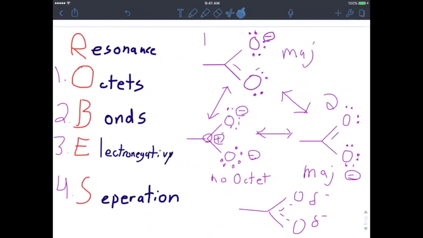Anyhow, just to review, use your rules to describe the major and minor contributors based on complete octets, number of bonds, the most electronegative atoms holding charges, and charge separation. We want negatives and positives near each other and negatives far apart.